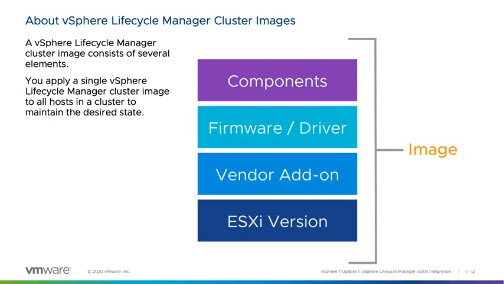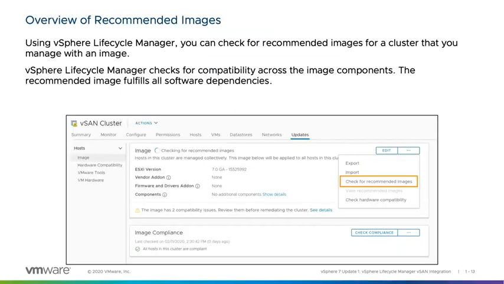Using vSphere Lifecycle Manager in vSphere 7, we can manually check for recommended images for a cluster that is being managed with vSphere Lifecycle Manager. vSphere Lifecycle Manager checks for compatibility across the image components. To manually check for a recommended image, click on the Updates tab, select Image in the navigation pane. Next to the Edit button, click the ellipsis menu and select Check for Recommended Images.